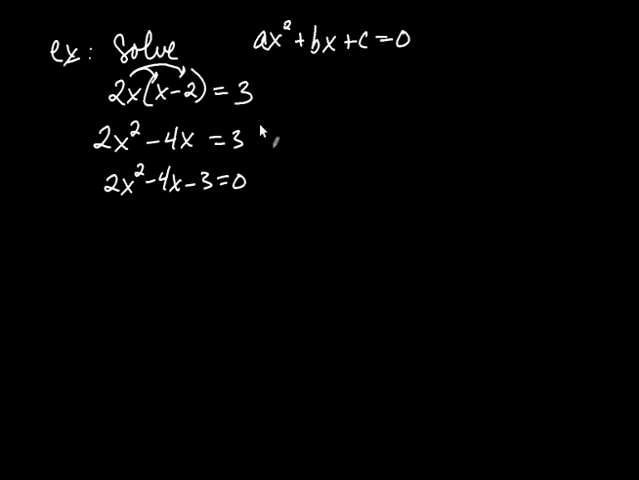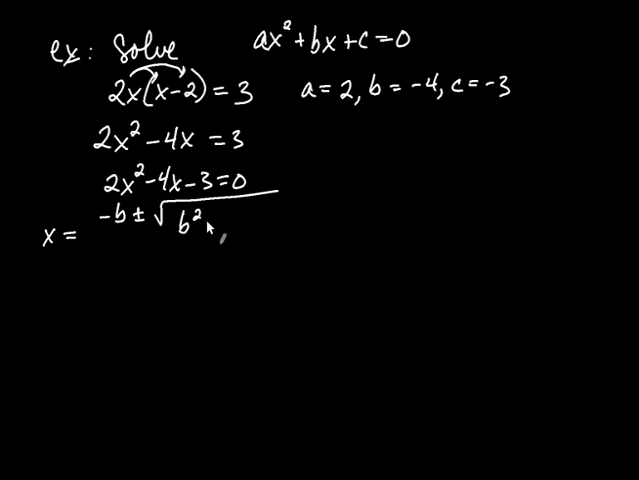At this stage, you want to identify your a, your b, and your c, because the formula references those values. So a is 2, b is negative 4, and c is negative 3. Now the quadratic formula says that x is equal to negative b plus or minus the square root of b squared minus 4ac, all over 2a. So we're going to plug our values of a, b, and c into this formula.